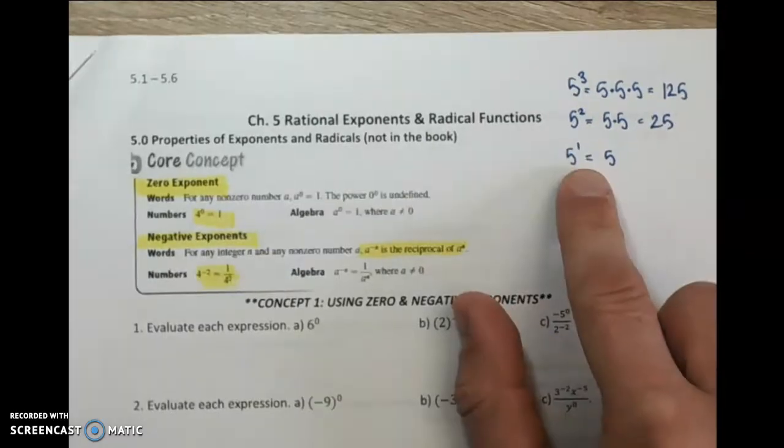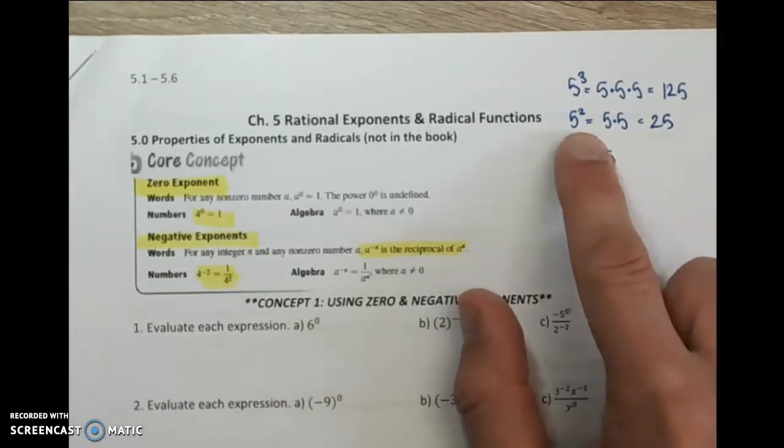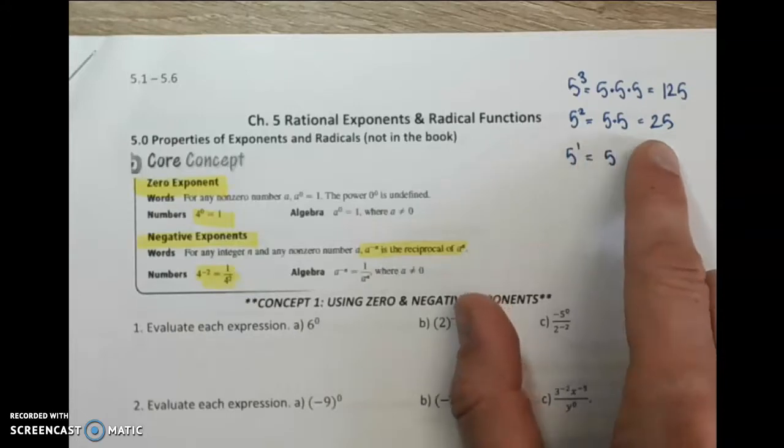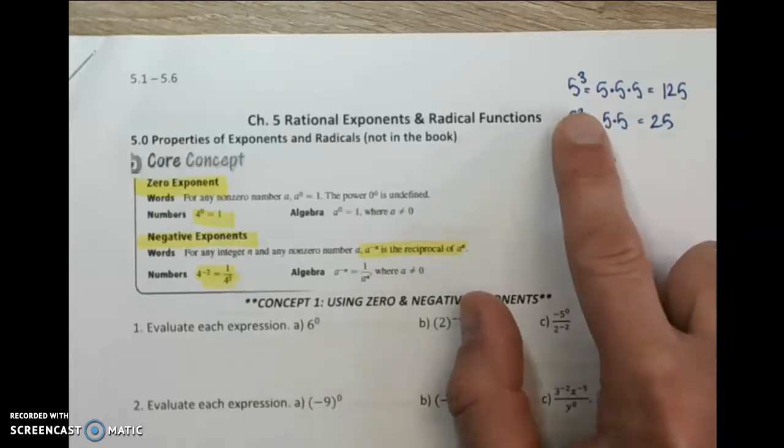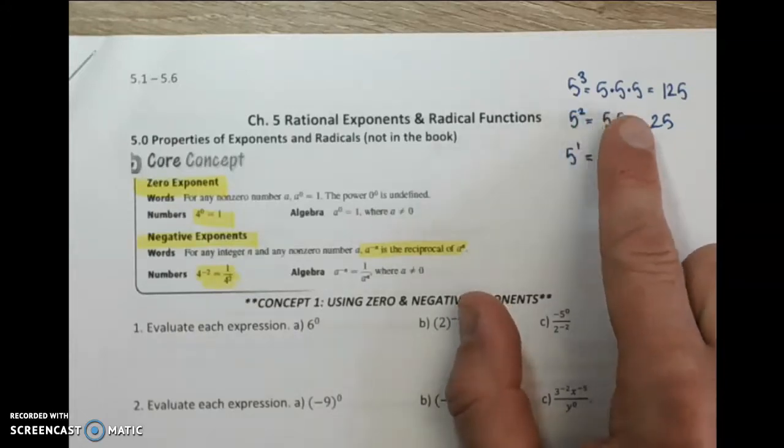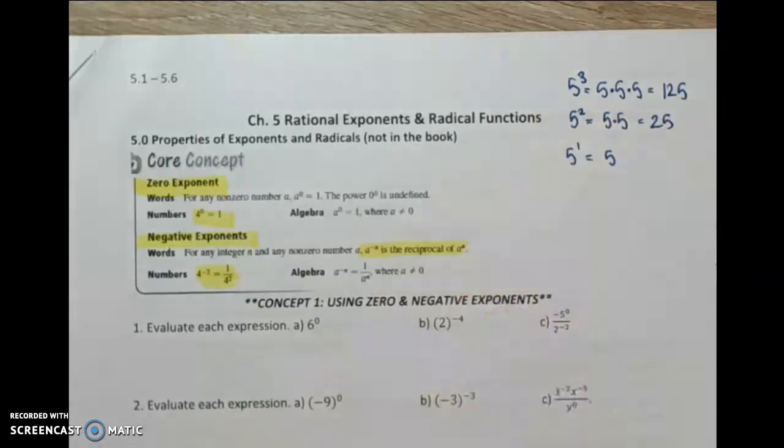Okay, so if I have 5 to the first power, that's just 5. If I have 5 squared, that's 5 times 5, which is 25. If I have 5 cubed, that's 5 times 5 times 5, 125, right? So what's happening is we're using exponents to make really large numbers, right? So that's really kind of the purpose.